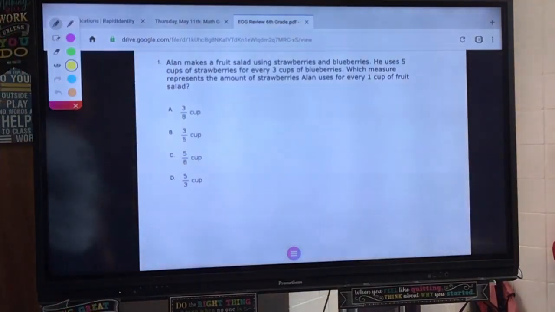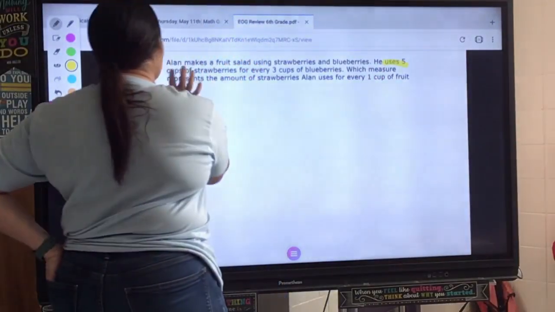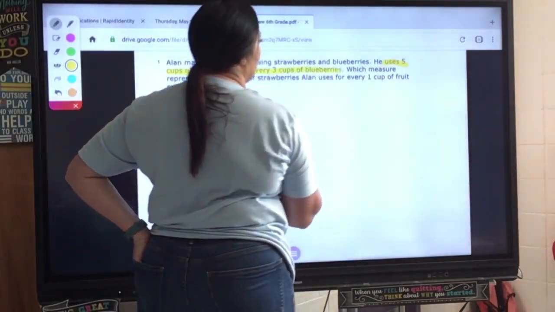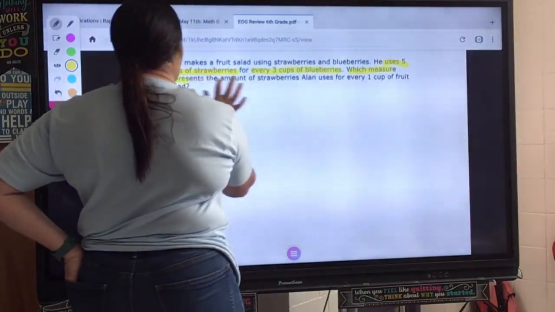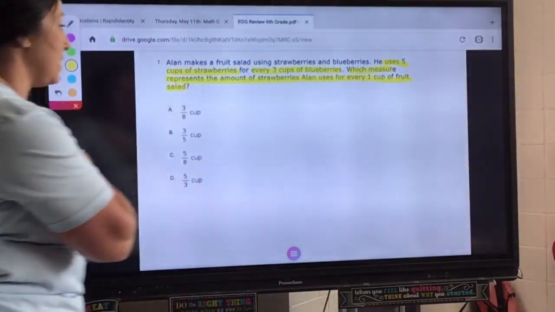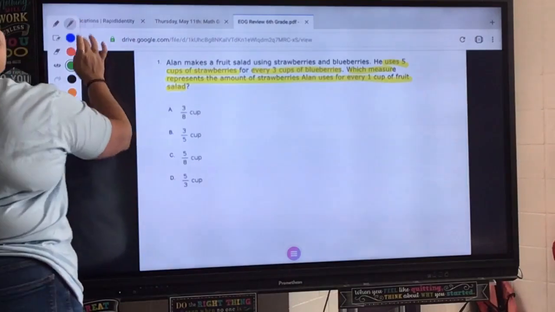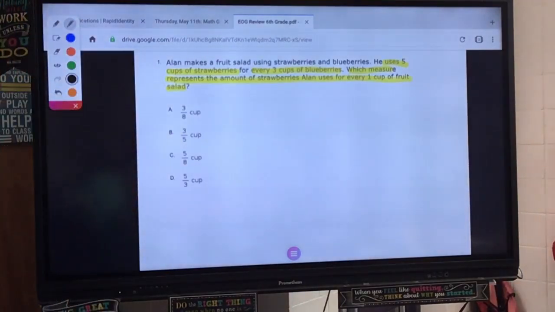All right, Alan makes a fruit salad using strawberries and blueberries. He uses 5 cups of strawberries for every 3 cups of blueberries. Which measure represents the amount of strawberries for every 1 cup of fruit salad? All right, so again, we're looking for part to the total, right? So which part are we looking for? What does it tell us in there?